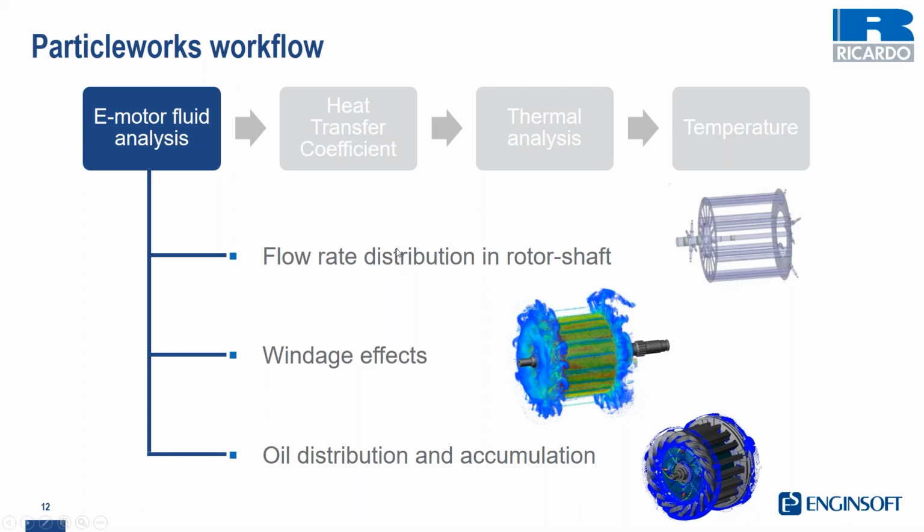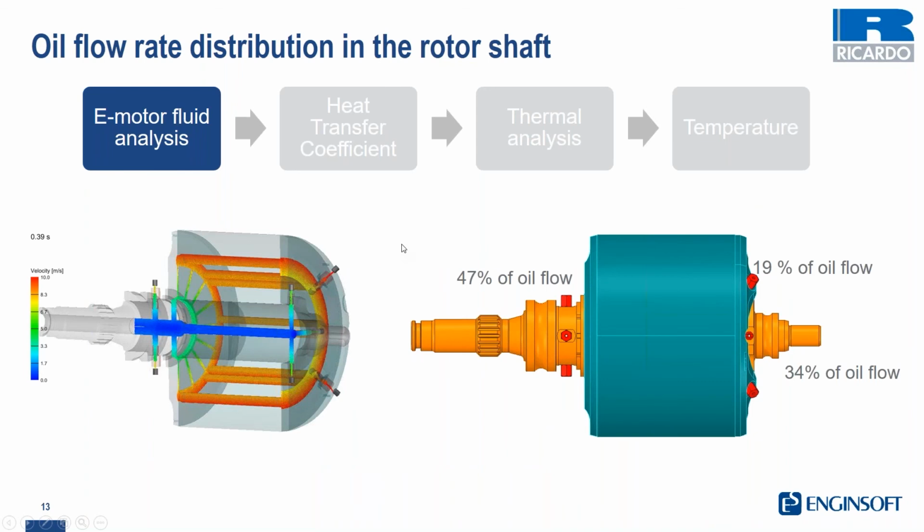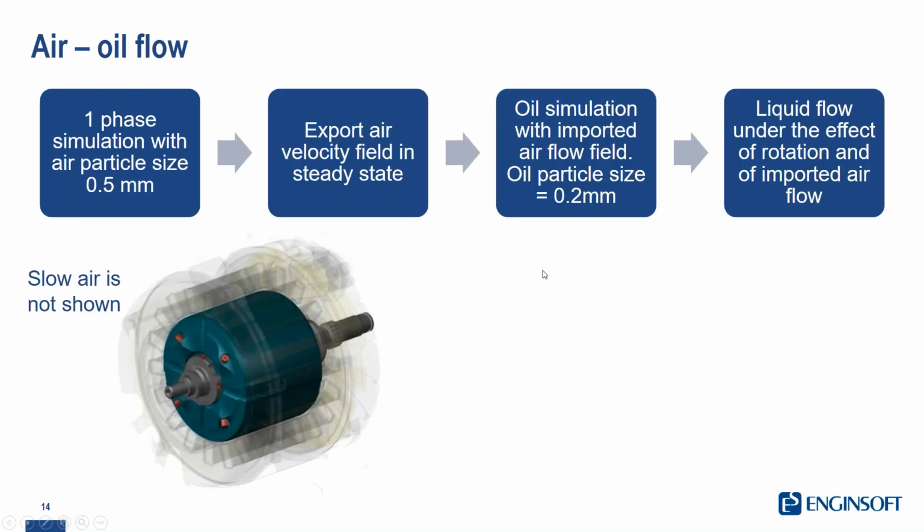In short, these are the results of the oil flow rate distribution in the channels. Here you see the computational domain and the velocity field in the channels. These are the nozzles, and this is the flow rate distribution between the different nozzles, rotor and the shaft nozzles. So this was the first simulation and first output. This kind of output is the input for the next model, that is the oil flow distribution in the e-drive.